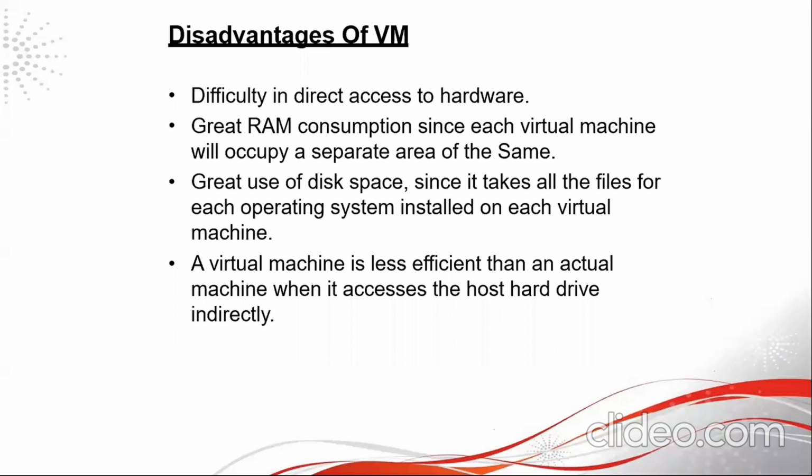Again, your 200 GB of memory will be used. Means you have 5 machines, and each is about 40 GB that we are creating or sharing using virtual machine. So great use of disk space, since it takes all the files for each operating system installed on each virtual machine. A virtual machine is less efficient than an actual machine since it accesses the host hard drive indirectly. Okay, so these are some disadvantages.